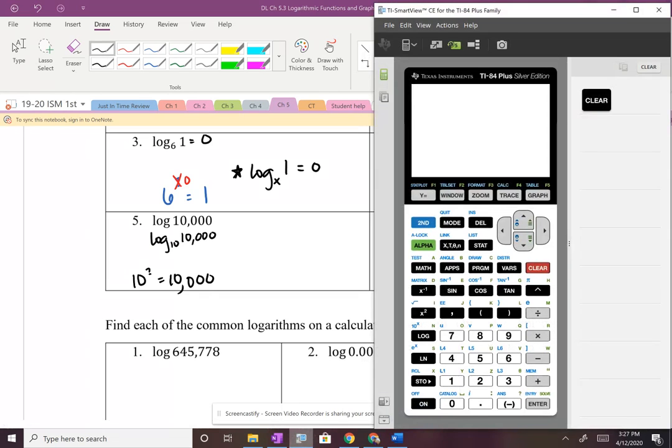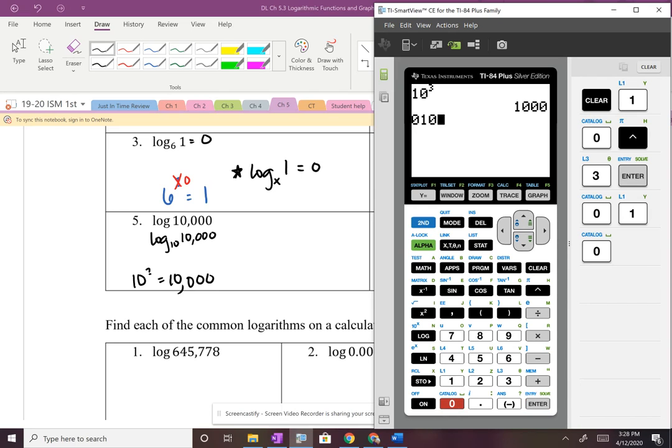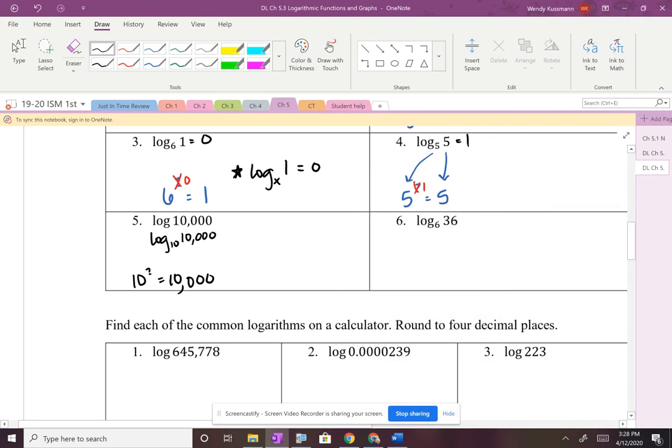So this means 10 to what power is 10,000? Well, if you need to, you can get your calculator out. 10 raised to the second, hopefully you know, is 10 squared is 100. 10 raised to the third is 1,000. Nope, we need one more 0. So 10 raised to the fourth is 10,000. So in this case, 10 to what power is 10,000? This is 10 to the fourth power. So log of 10,000 is 4.